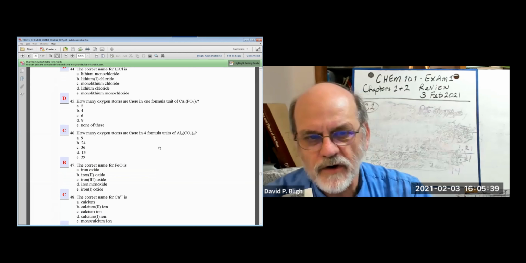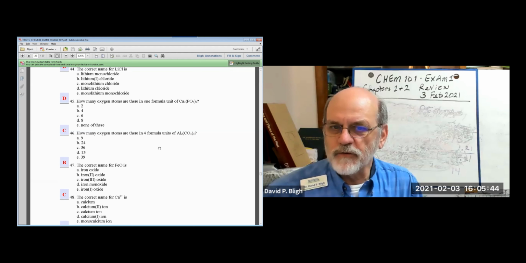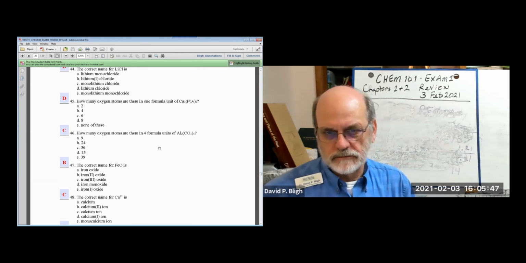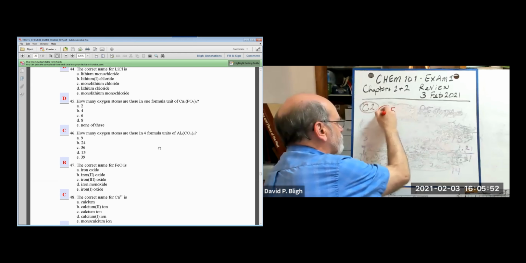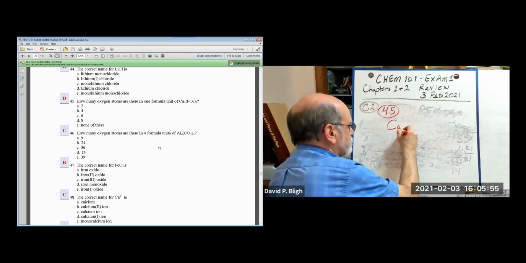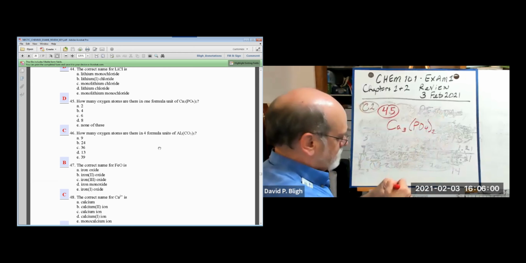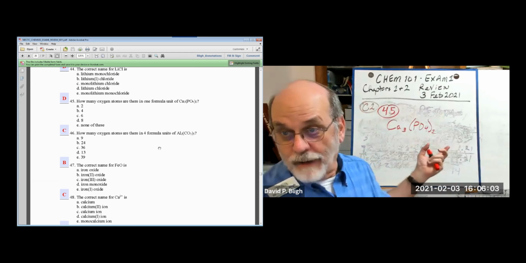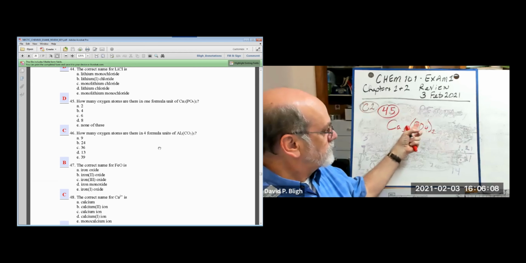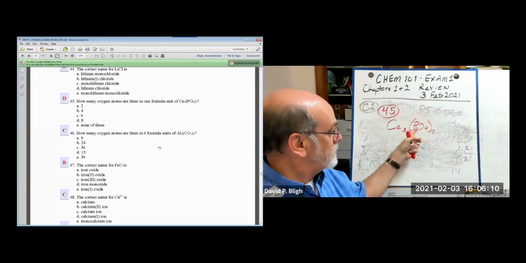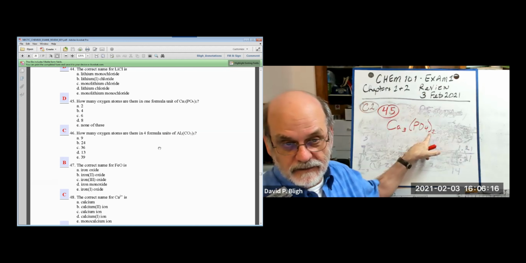How many oxygen atoms are there in one formula unit of Ca3(PO4)2? Okay. How many oxygen atoms in there? Well, there are four in this unit right here, this polyatomic ion, but you've got two of those polyatomics. So that means there are eight. That's why the answer is D.